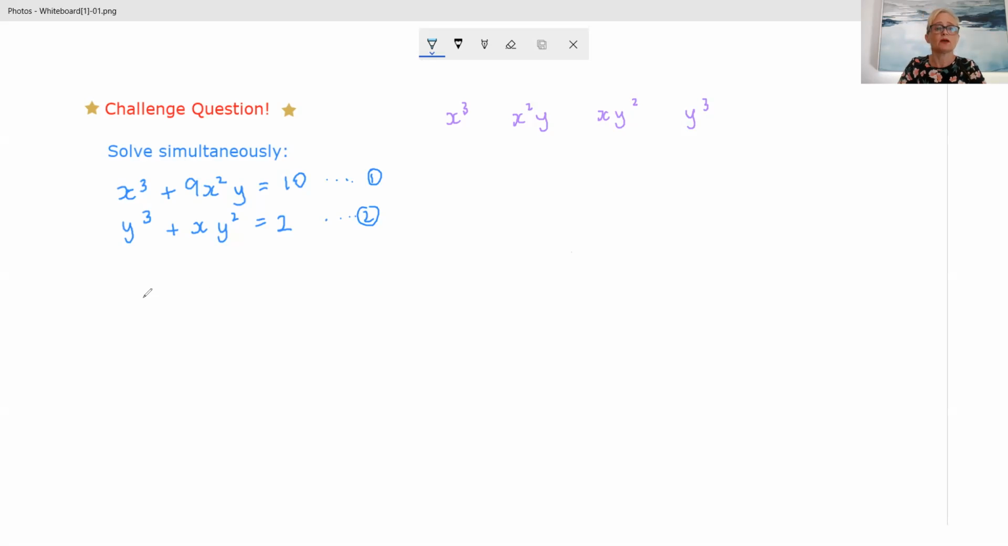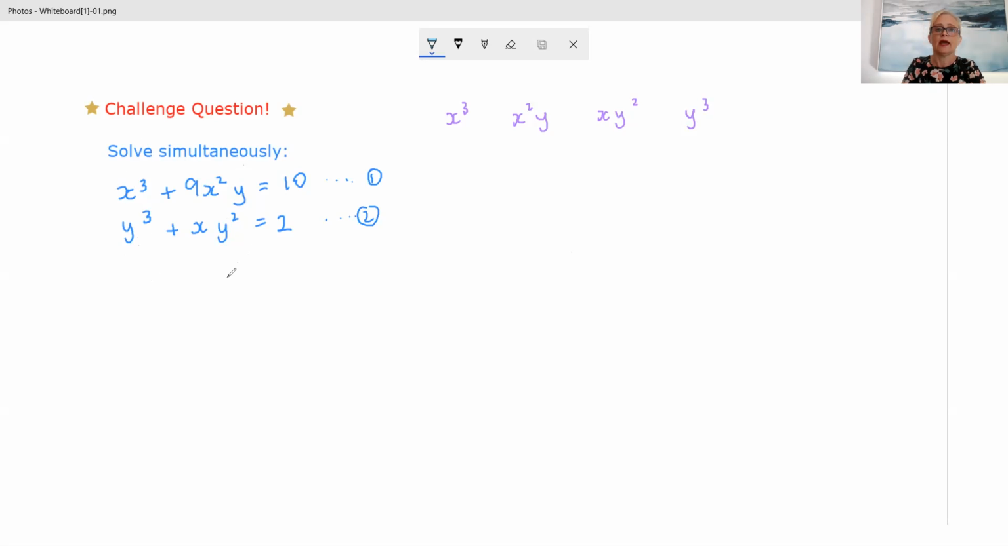Then I thought about maybe I could just straight out subtract these, and then I've got an x cubed minus y cubed, and then I've got two more terms subtracting. I could factorise the x cubed minus y cubed, which gives you x minus y, x squared plus xy plus y squared, but then you're not going to get the correct thing happening here either.